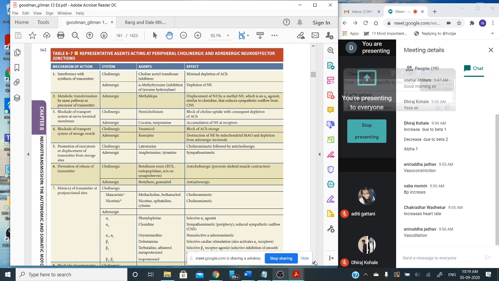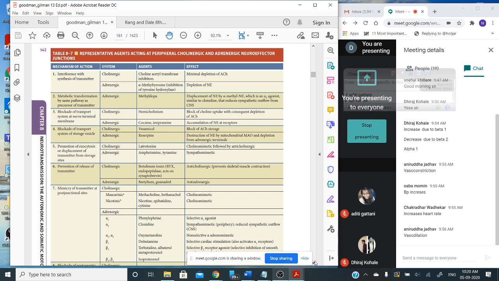So the first basic mechanism is interference with the synthesis of the transmitter. Okay, that we have seen. If it is acetylcholine, choline plus acetylation becomes acetylcholine, so it is a biosynthesis. In adrenaline, we have seen from tyrosine, dopa, dopamine, these are the steps. Now, what will be the agents acting?